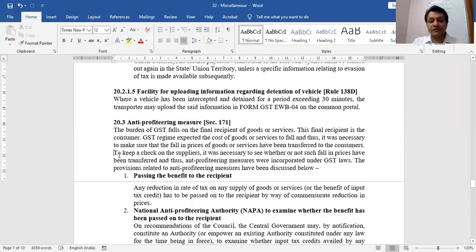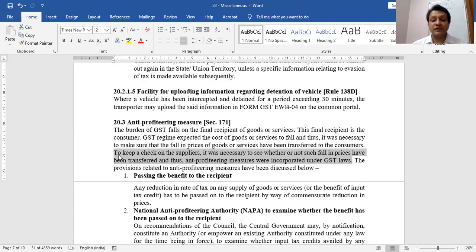So as you can see this, to keep a check on the suppliers, it was necessary to see whether or not such fall in prices have been transferred, and thus anti-profiteering measures were incorporated under GST laws. Just to keep a check on the suppliers, it was necessary to have anti-profiteering measures. Let me discuss now in detail this section 171. I hope the basic of anti-profiteering is clear.